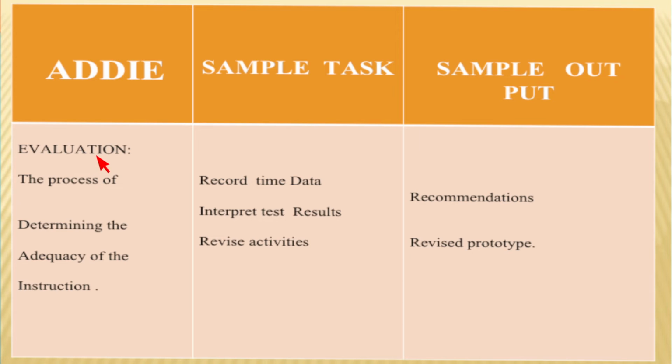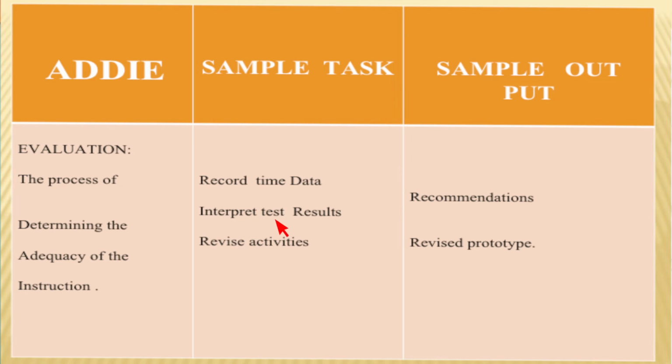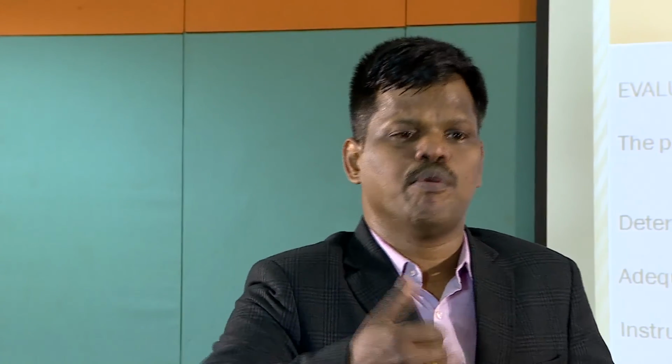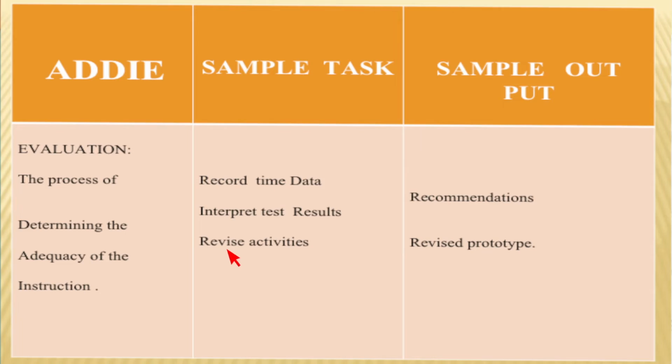Next, ADDIE evaluation, the process of determining the adequacy of the instructions. The task is made by recorded time data. The skill may be for a limited time period only. We interpret the test results, how the result will be modified. Like this we can revise the activities, based on recommendations, and revise the prototype. Prototype means recalling the work, repeating the work.